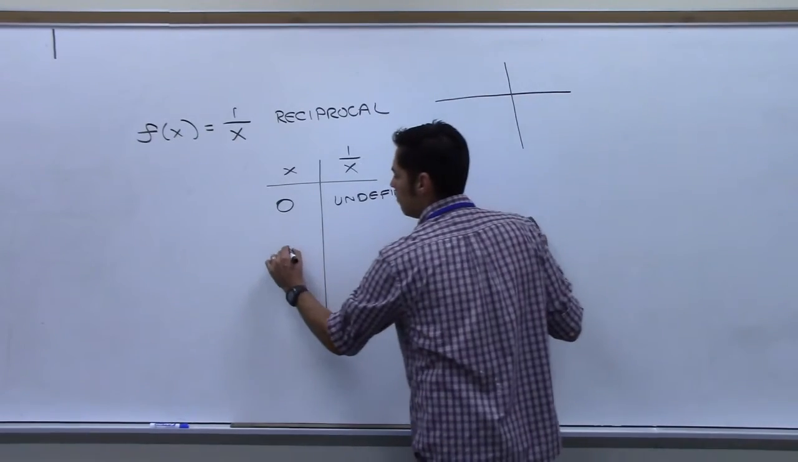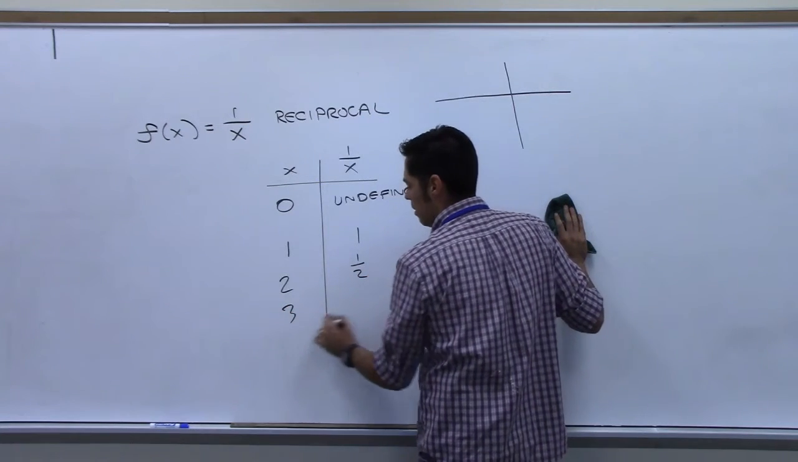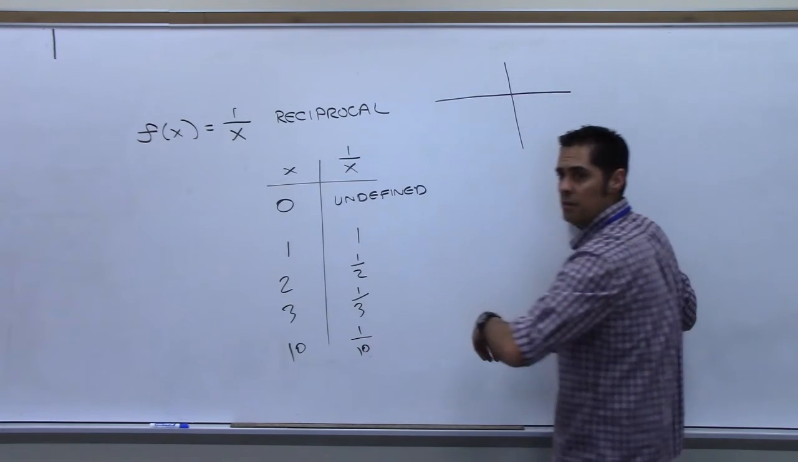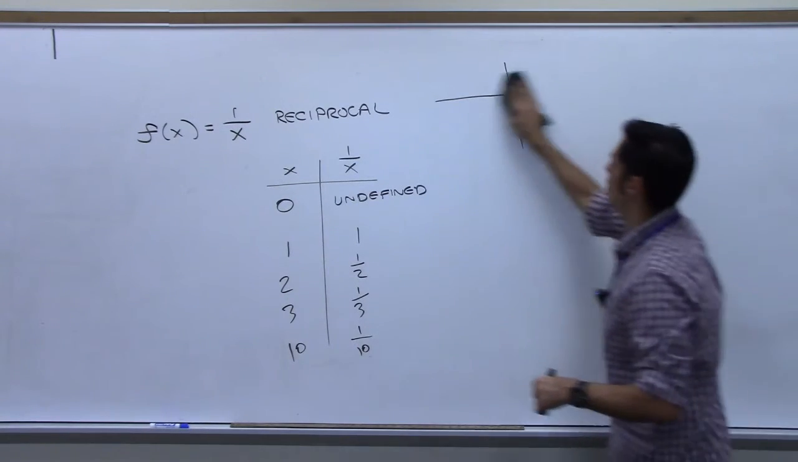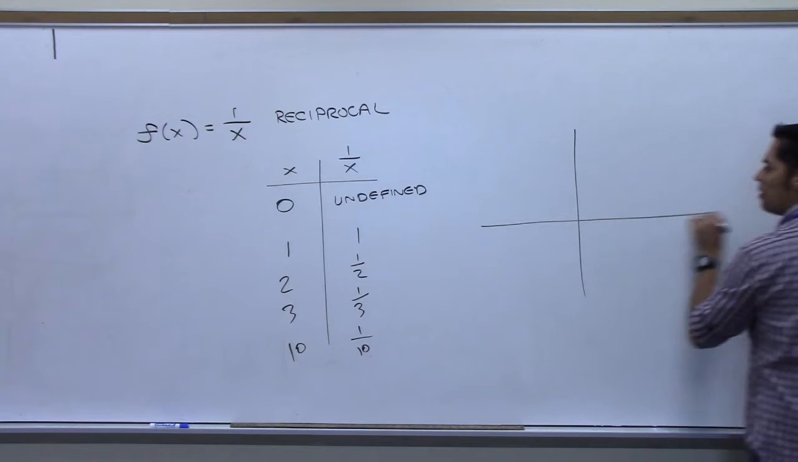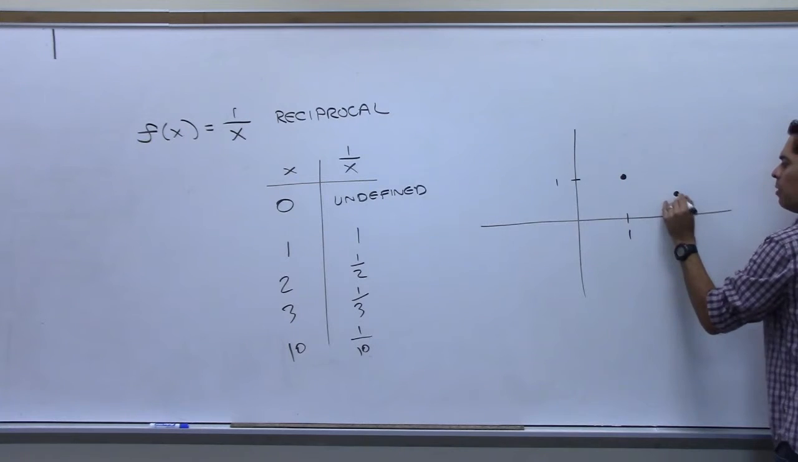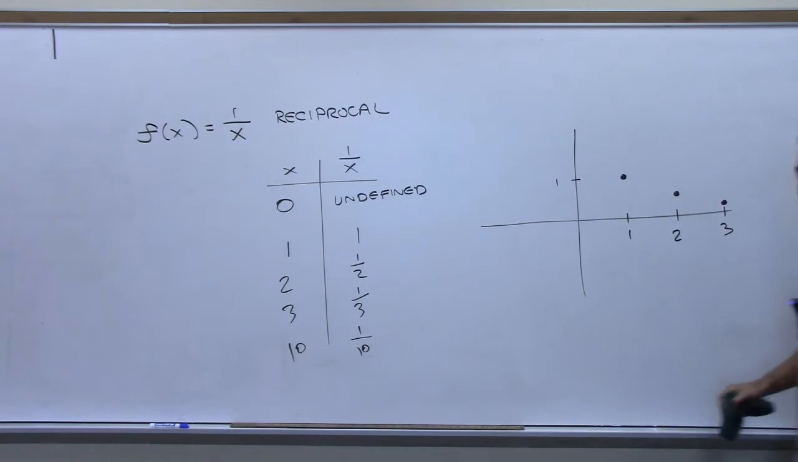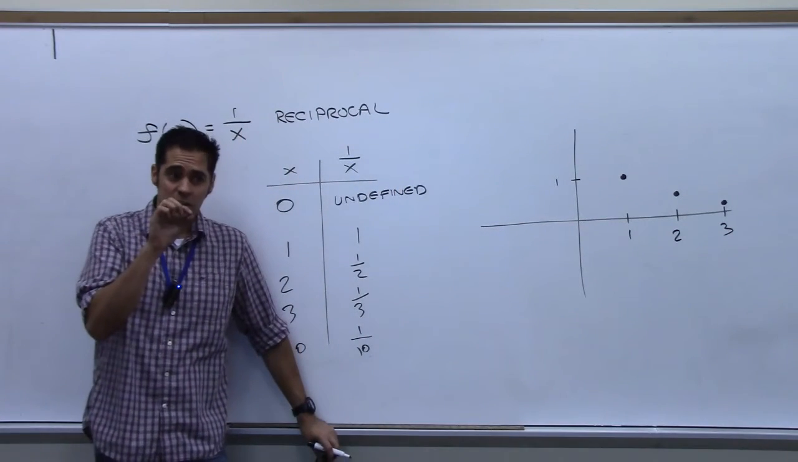What if we plug in 1? 1, 2, a half, 3, a third, 10, a tenth, 100, 1/100th. So what's happening is I'm going further out to the right. I plugged in 1, I got 1, right? I plugged in 2, I got a half. I plug in 3, I got a third. I plug in 10, I got a tenth. 100, I got 1/100th. What if I plug in a billion? 1 over a billion. Is 1 over a billion a positive number or a negative number? It's positive. Very small number, right?